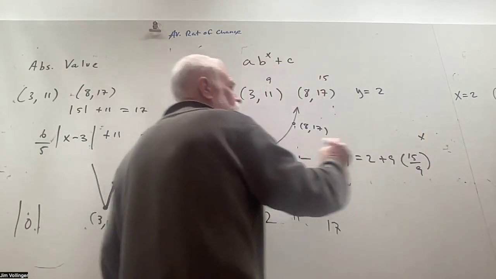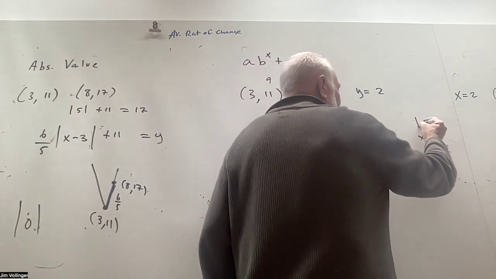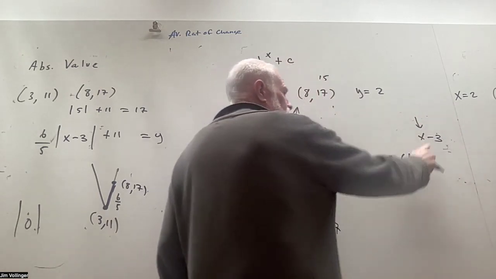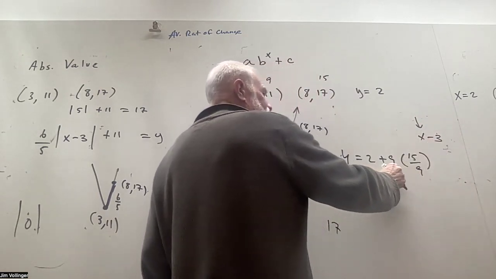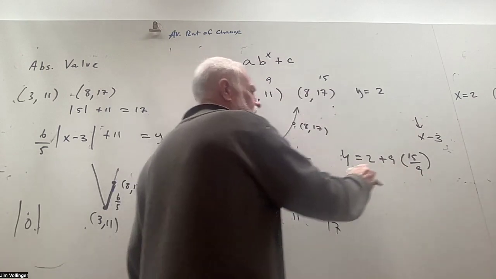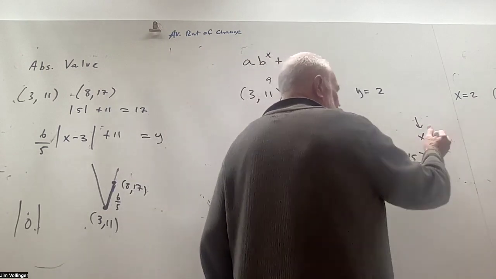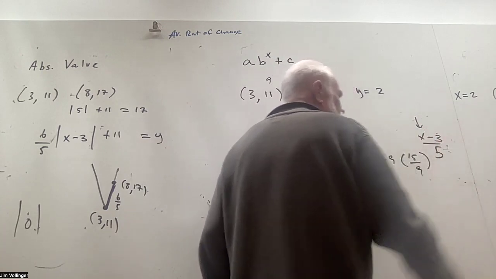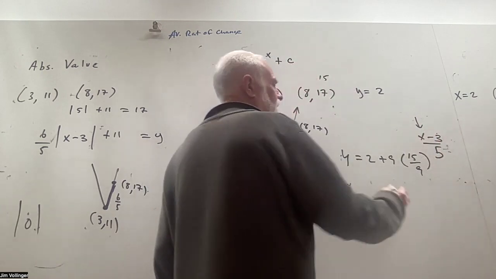And I think I'll make this 3 into a 0. So let's do the math. 3 minus 3 is 0. Anything to the 0 is 1. 1 times 9 is 9, plus 2 is 11. Then let's drop an 8 in. 8 minus 3 is 5. I don't want something to the fifth. I'll make it to the first. Okay, so if I divide by 5 now, it's to the first power.